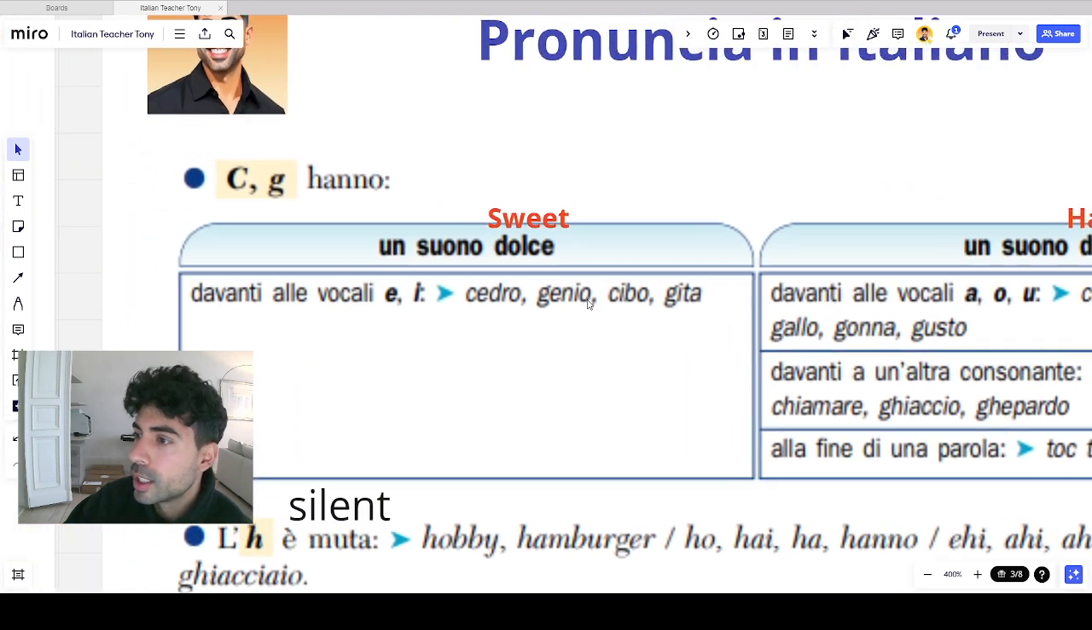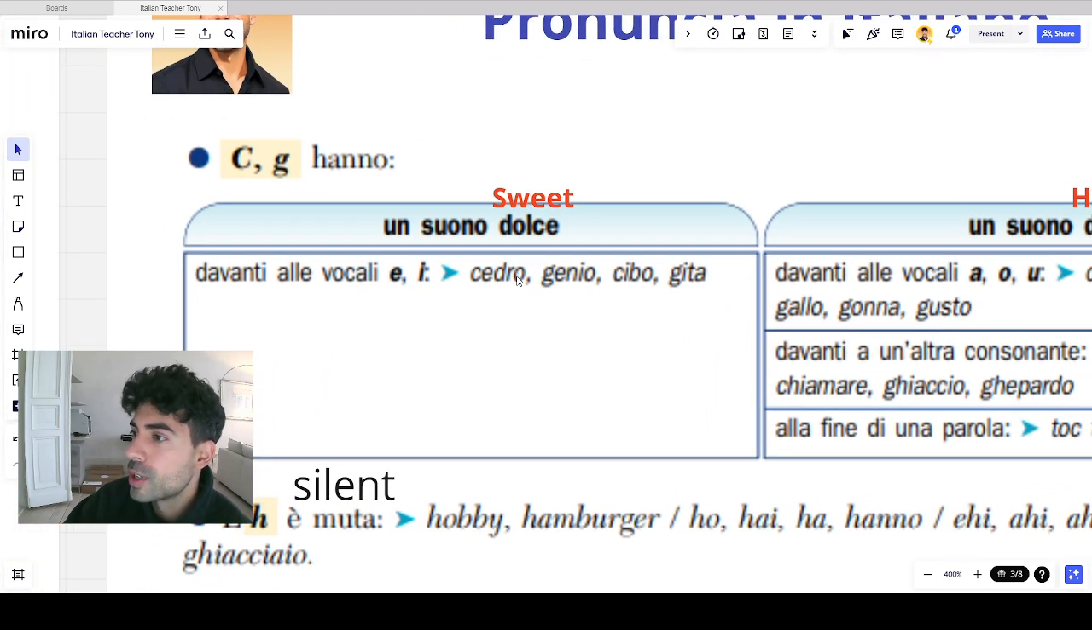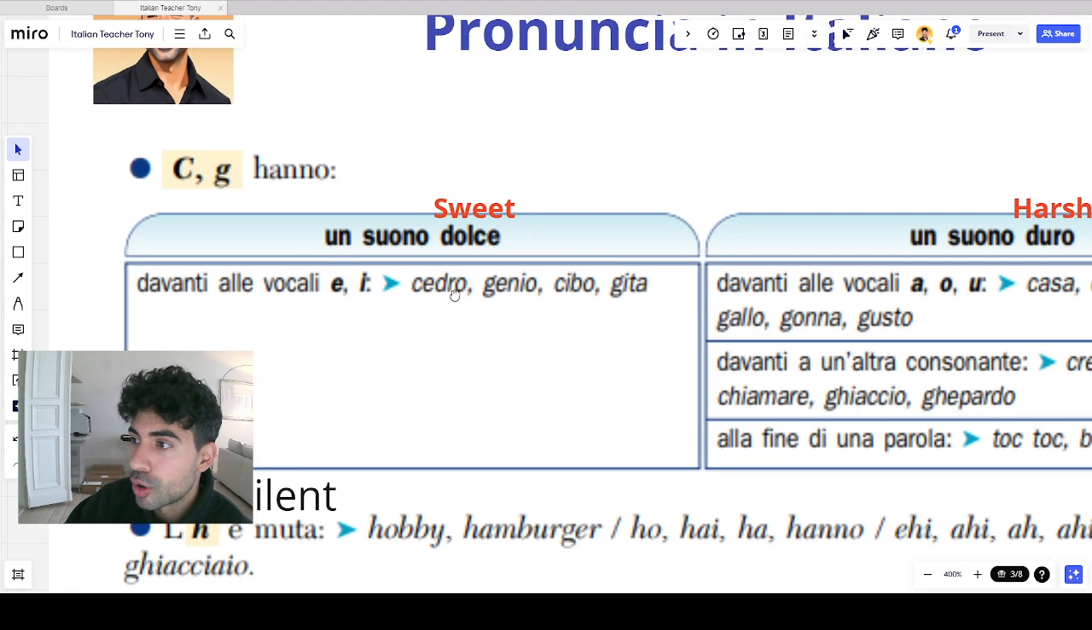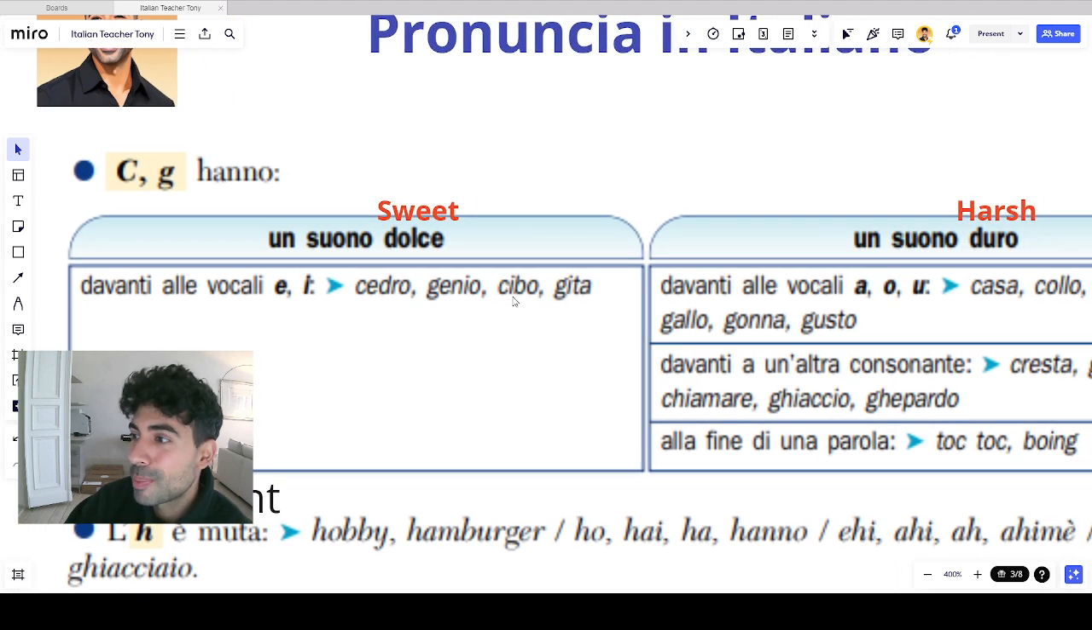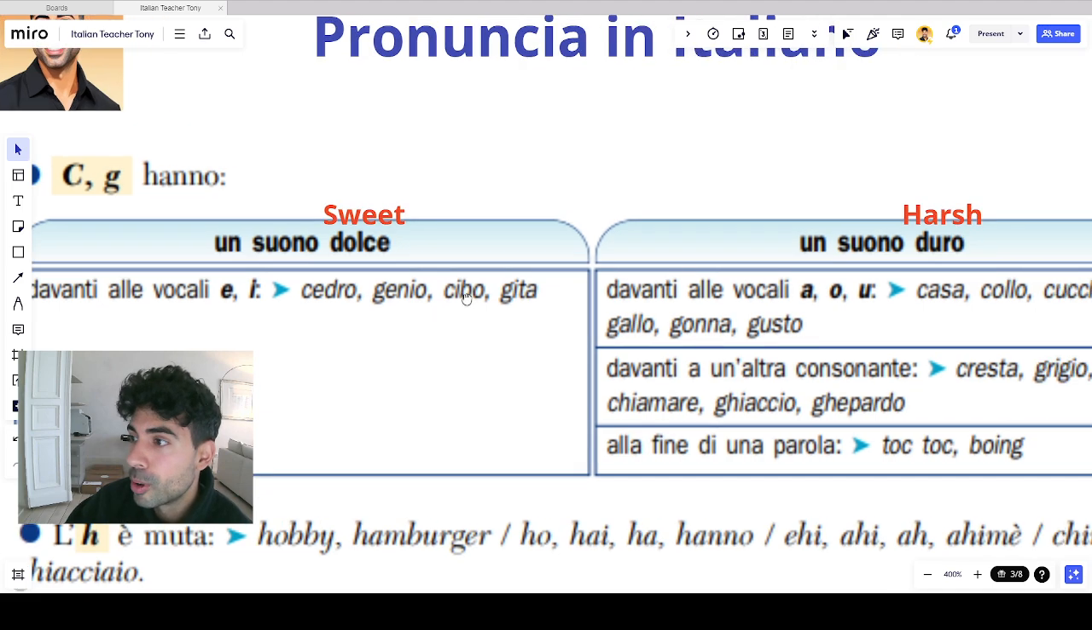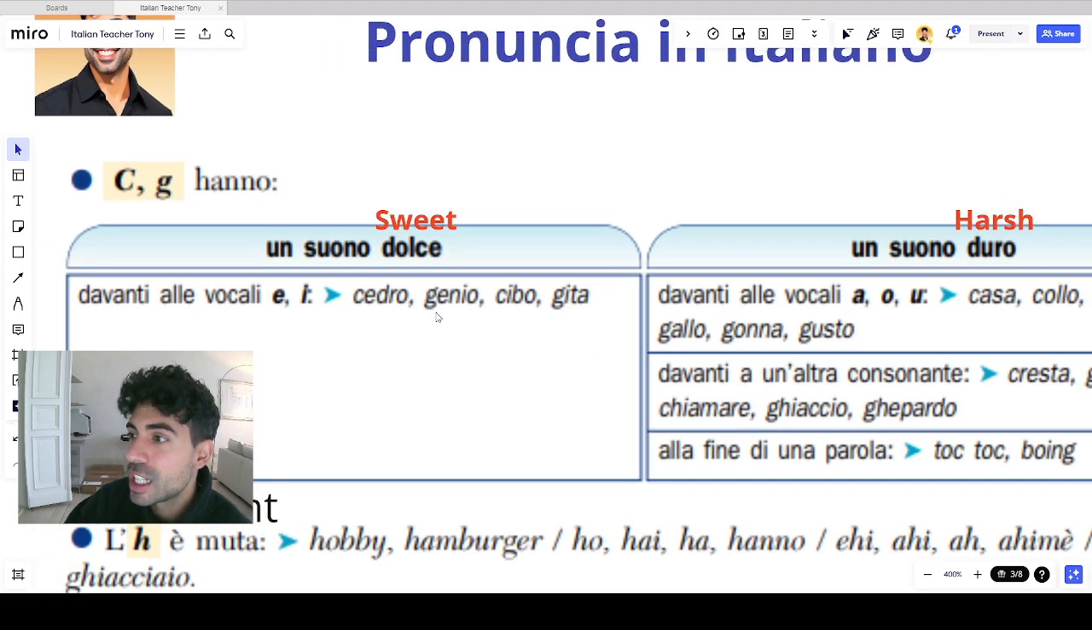Let's try to have a look. For example, here we have four words. C plus E, cedro. G plus E, genio. C plus I, cibo. G plus I, gita. So ce, ge, ci, gi. Very soft sound, sweet sound.